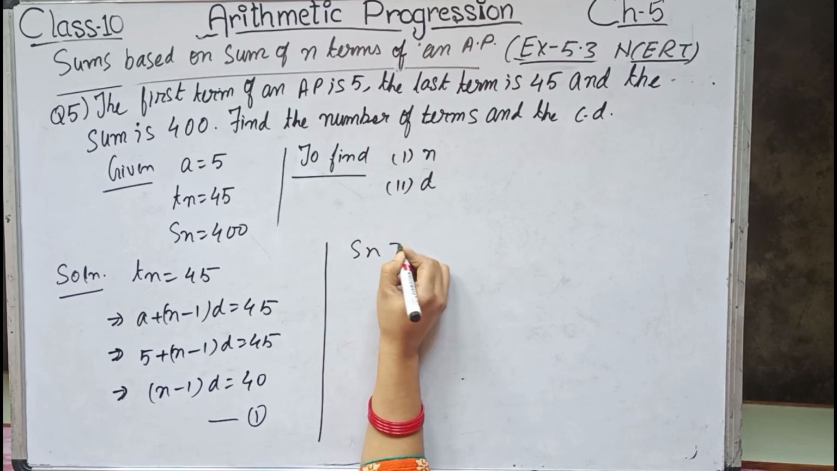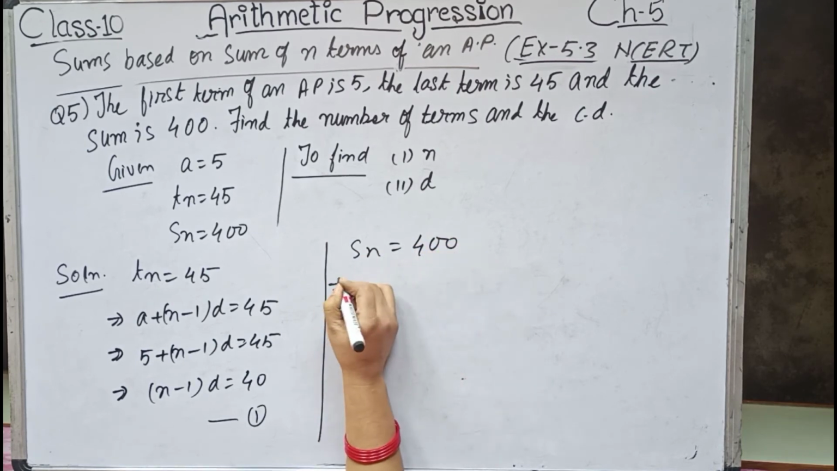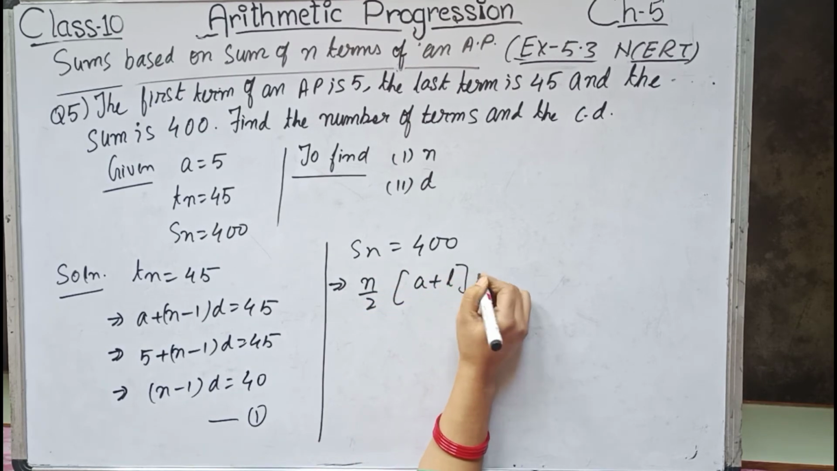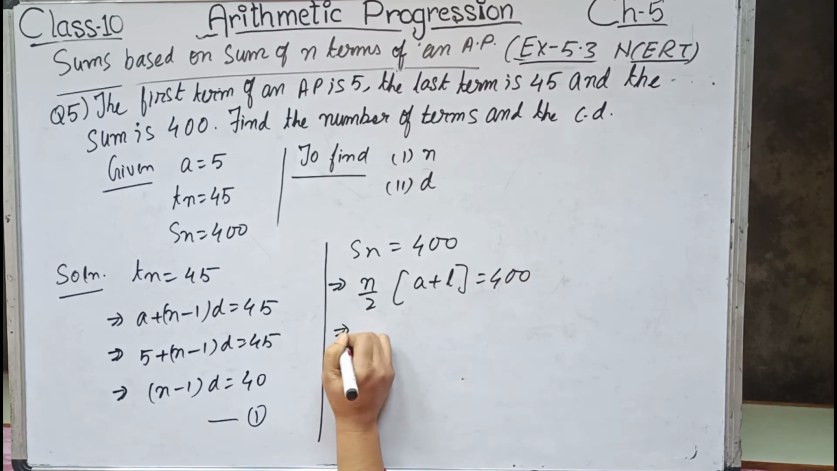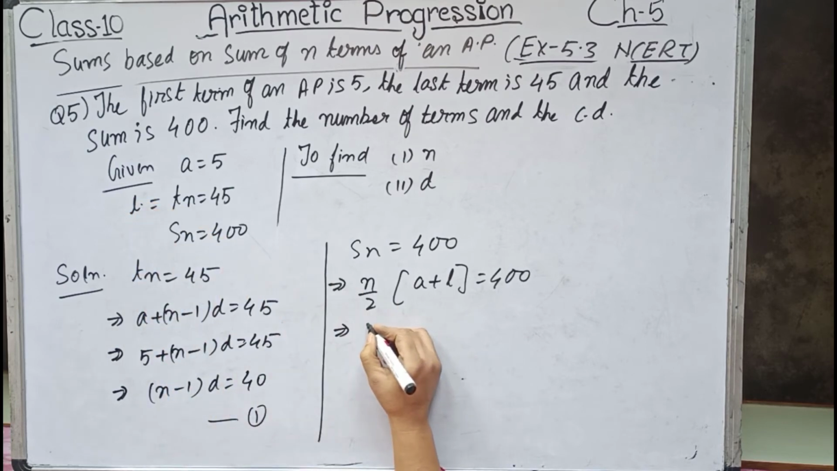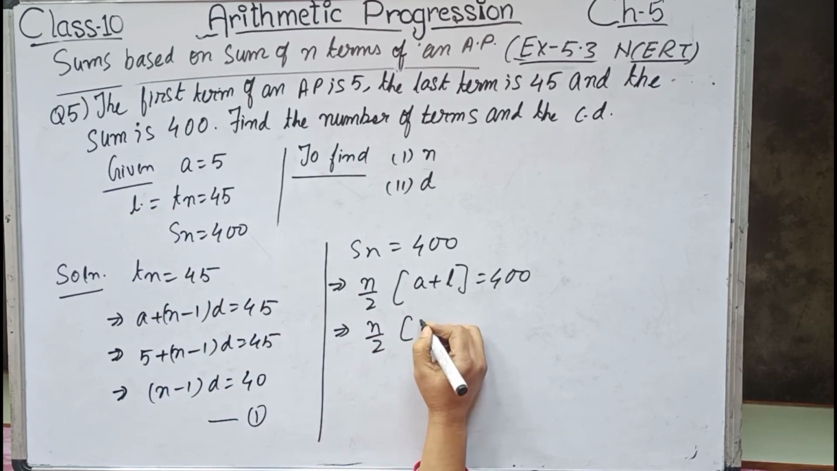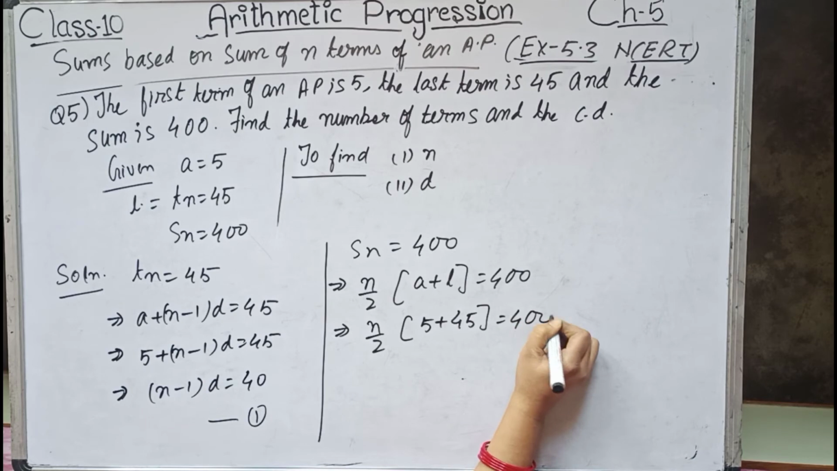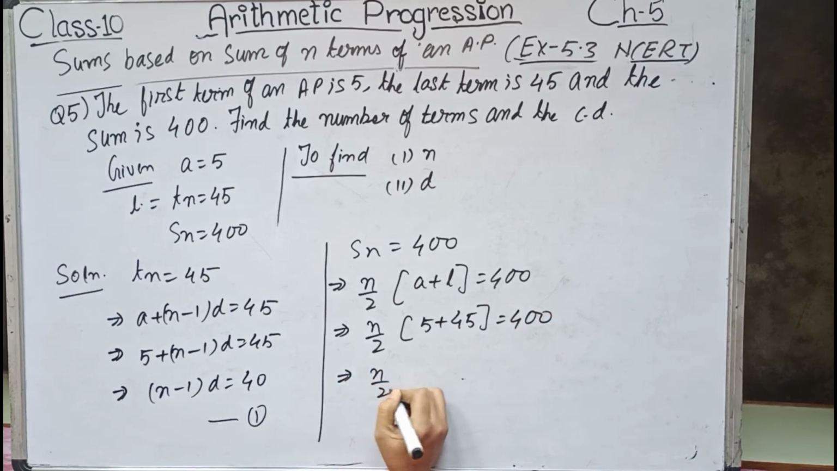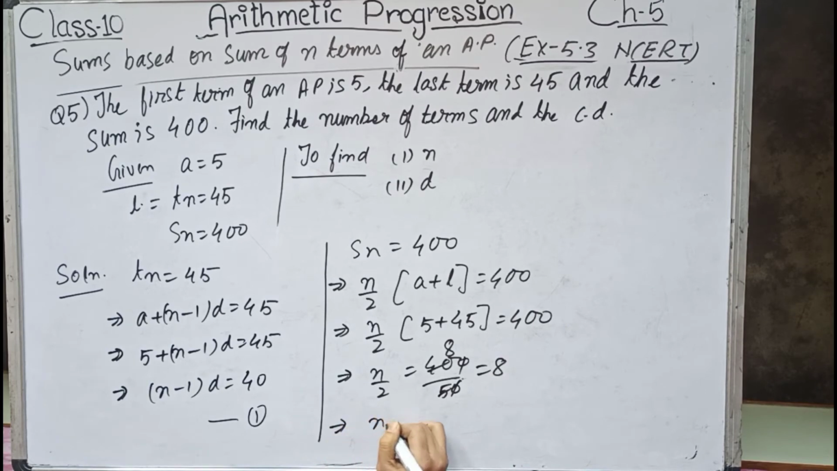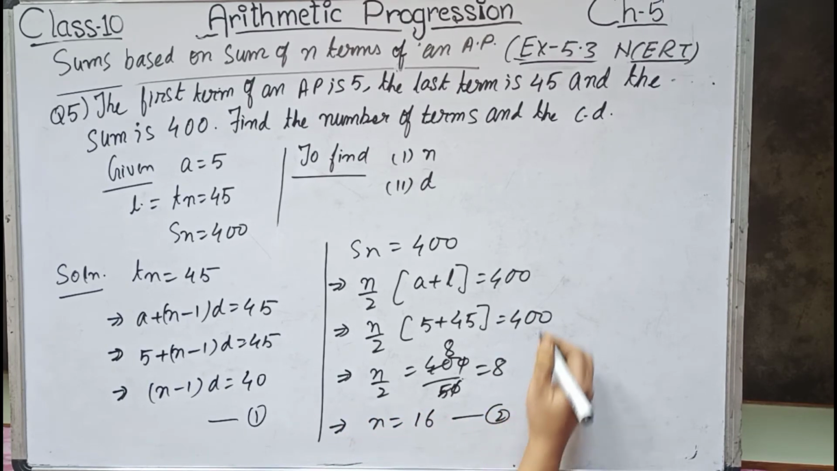Now SN is given as 400. Now this implies n by 2, the first term plus the last term, equals 400. Here the last term is given, Tn is the last term also, no? L equals the last term. So n by 2, and A value is 5 and L value is 45, so this equals 400. This implies n by 2 equals 400 by 50. So this will be equal to 8. This implies n equals 16. Let us make it equation number 2.